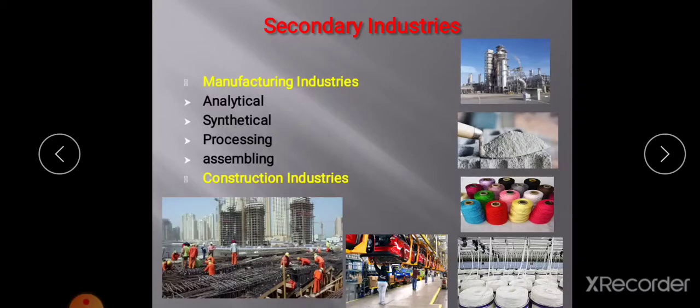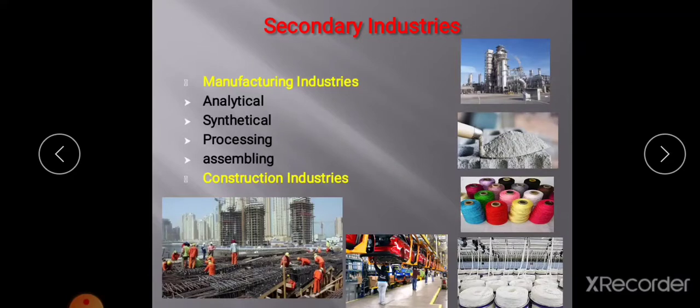Here look at this picture, this table, page number 7. Iron ore from mines is used as a raw material for steel industry. Timber from forest is used as a raw material for furniture industry. Cotton from farms, textile industry, sugar cane, sugar industry, milk from dairies, ghee industry. So in manufacturing industries, which raw material is being used? The raw material products of primary industries is being used as a raw material for manufacturing industries. Next, there are four types of manufacturing industries: analytical, synthetical, processing and assembly.